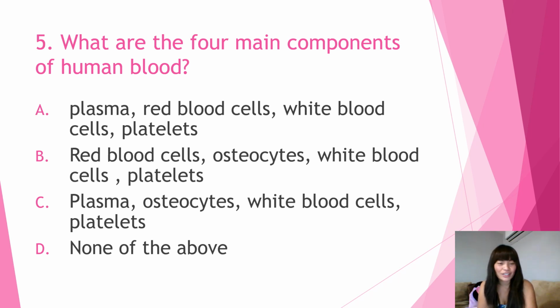Okay, so the answer to this is letter A. Plasma, red blood cells, white blood cells, and platelets. Okay, B and C cannot be the answer because of the word osteocytes. Osteocytes are cells inside the bone, so they cannot be a component in the blood. Okay?